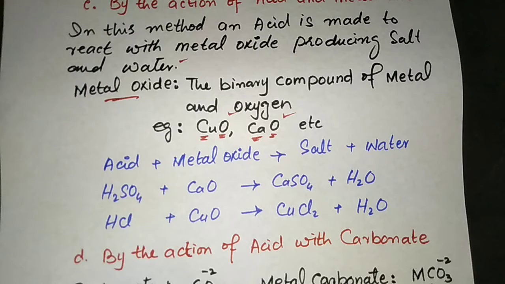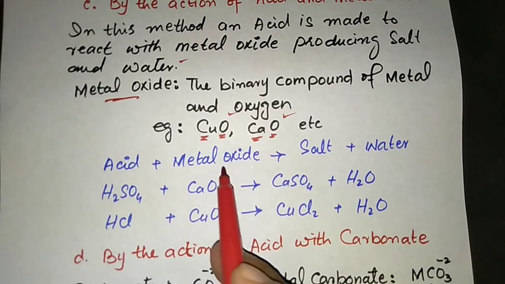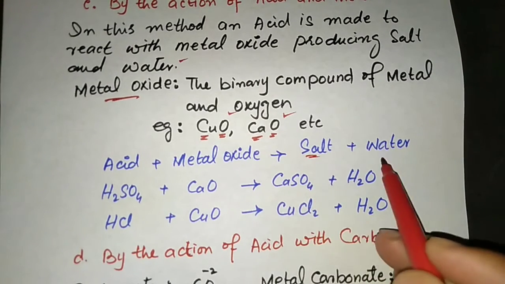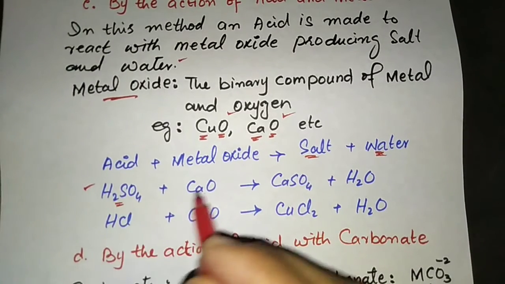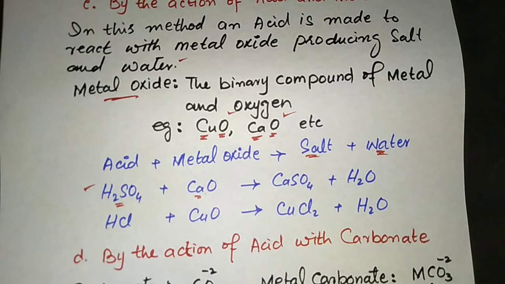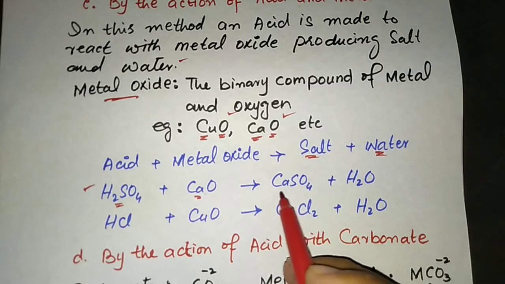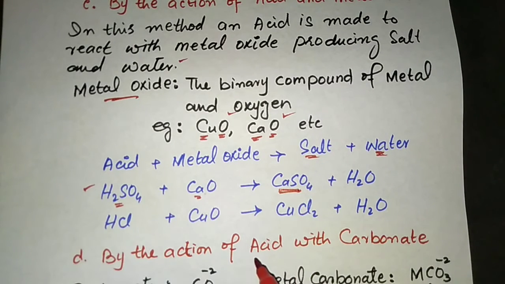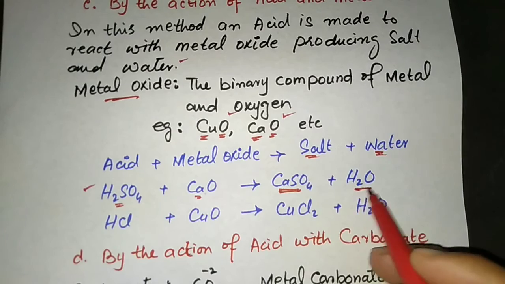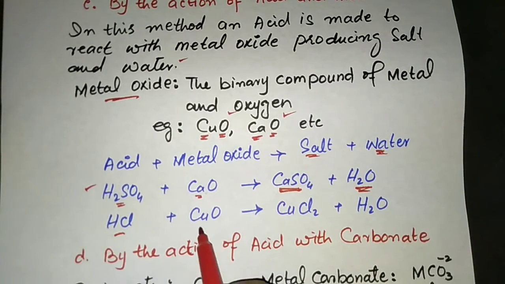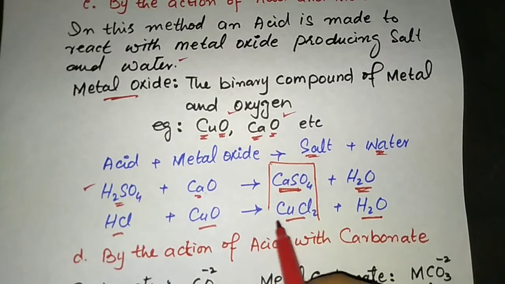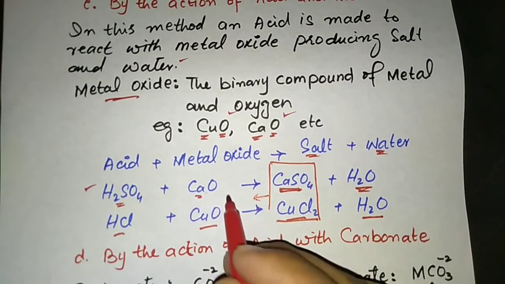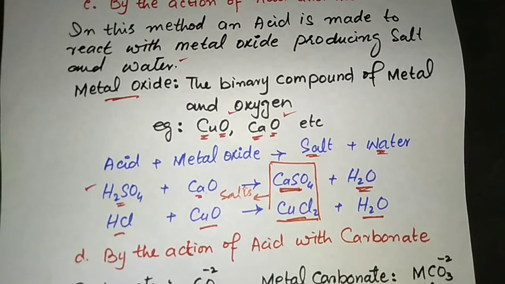Whenever any acid is made to react with a metal oxide, it produces salt along with water. For example, sulfuric acid is made to react with calcium oxide. Calcium oxide is a metal oxide, whereas sulfuric acid is an acid. The product produced is calcium sulfate, which is a salt, and water. Similarly, HCl reacts with copper oxide producing copper chloride and water. Both calcium sulfate and copper chloride produced here are salts.